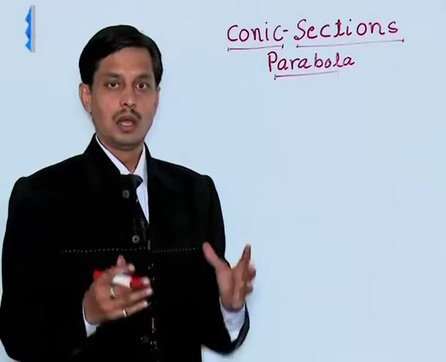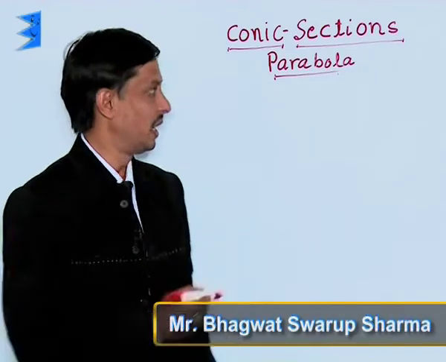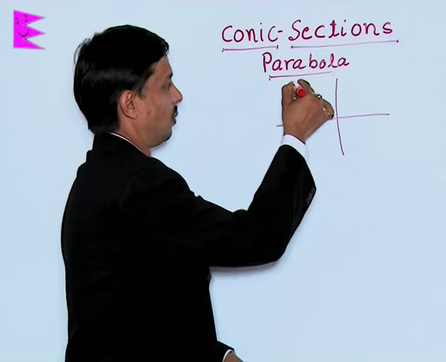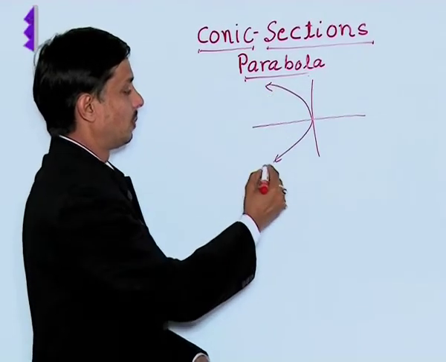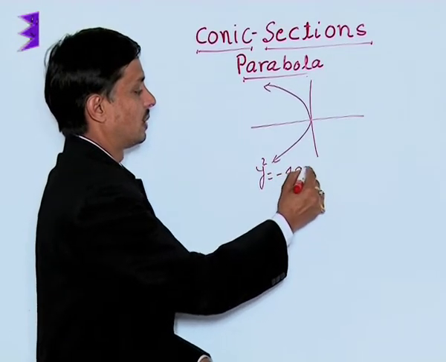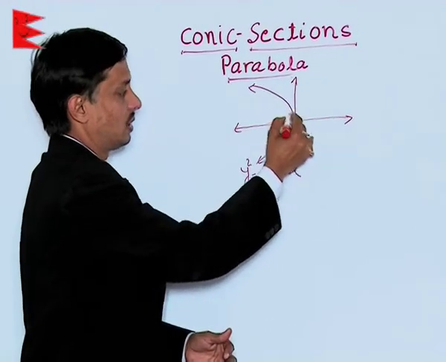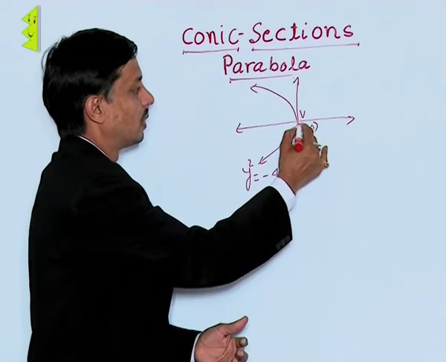Now I want to tell you about the parabola of the second type. That is, if there is a parabola in this shape, then the equation of this parabola is given by y square equals minus 4ax. And the vertex is again at the same position V, that is 0, 0.